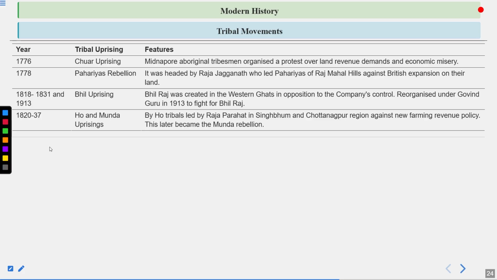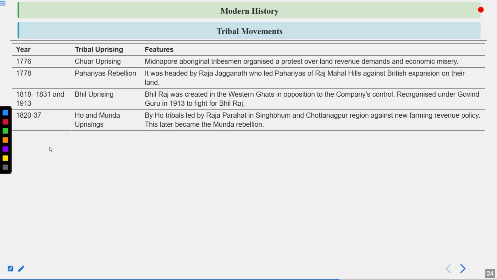Then comes 1778, Paharia's rebellion. It was headed by Raja Jagannath, who led the Paharias of Rajmahal Hills against British expansion on their land. We know that the Britishers were expanding themselves in different regions, but when they went to the tribal areas, they found that a lot of uprisings were taken up against them. Then 1818 to 1831 and 1913, Bhil uprising. Bhil Raj was created on the Western Ghats in opposition to the company's control, reorganized under Govind Guru in 1913 to fight for Bhil Raj.